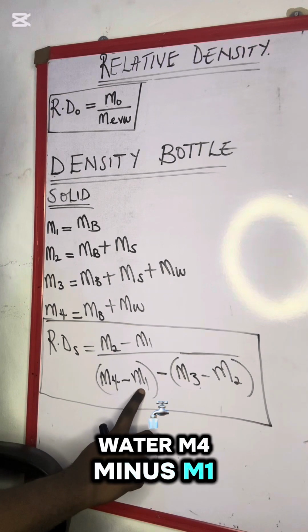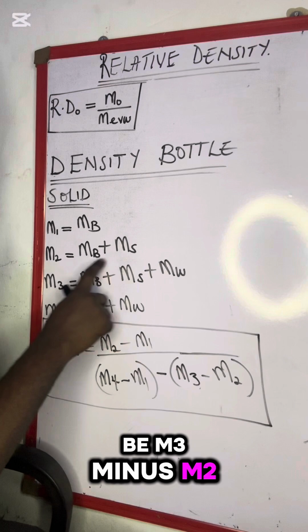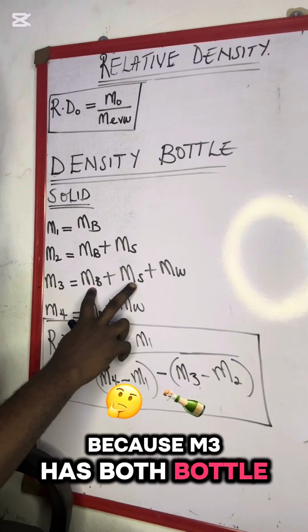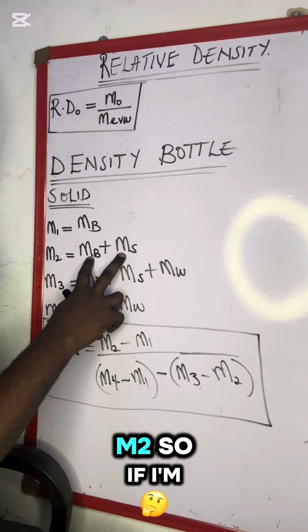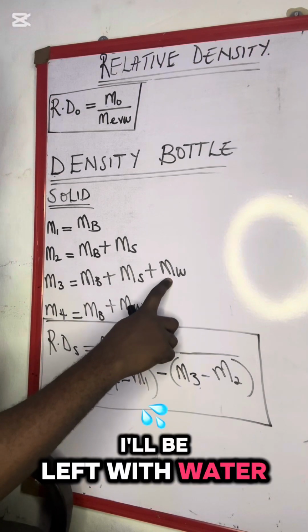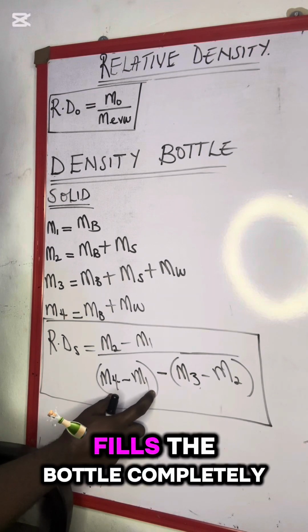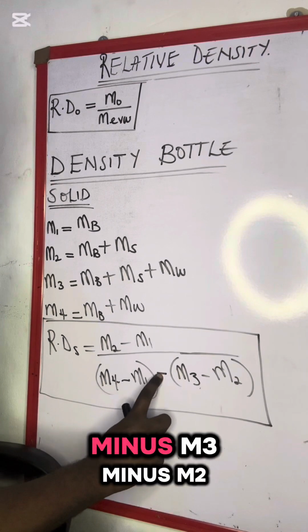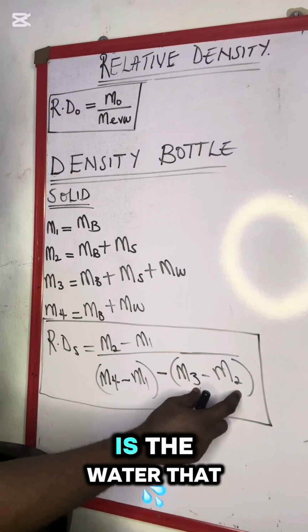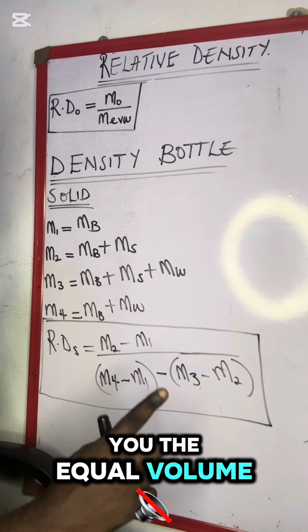And then the one in M3 is going to be M3 minus M2, because M3 has both bottle and solid, and that's also in M2. So if I do M3 minus M2, I'll be left with water. So therefore, M4 minus M1 is the water that fills the bottle completely, minus M3 minus M2, the water that had a solid in it. So this will give you the equal volume of water.